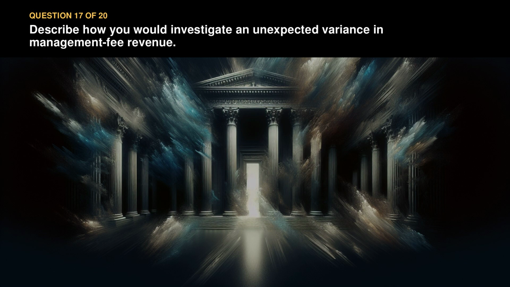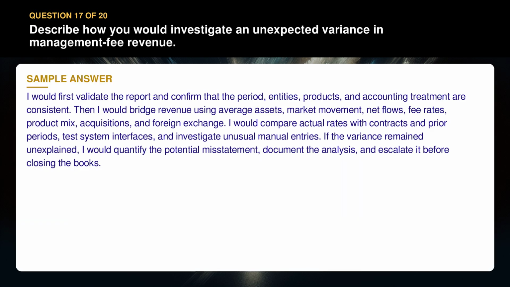Question 17. Describe how you would investigate an unexpected variance in management fee revenue. I would first validate the report and confirm that the period, entities, products, and accounting treatment are consistent. Then I would bridge revenue using average assets, market movement, net flows, fee rates, product mix, acquisitions, and foreign exchange. I would compare actual rates with contracts and prior periods, test system interfaces, and investigate unusual manual entries.